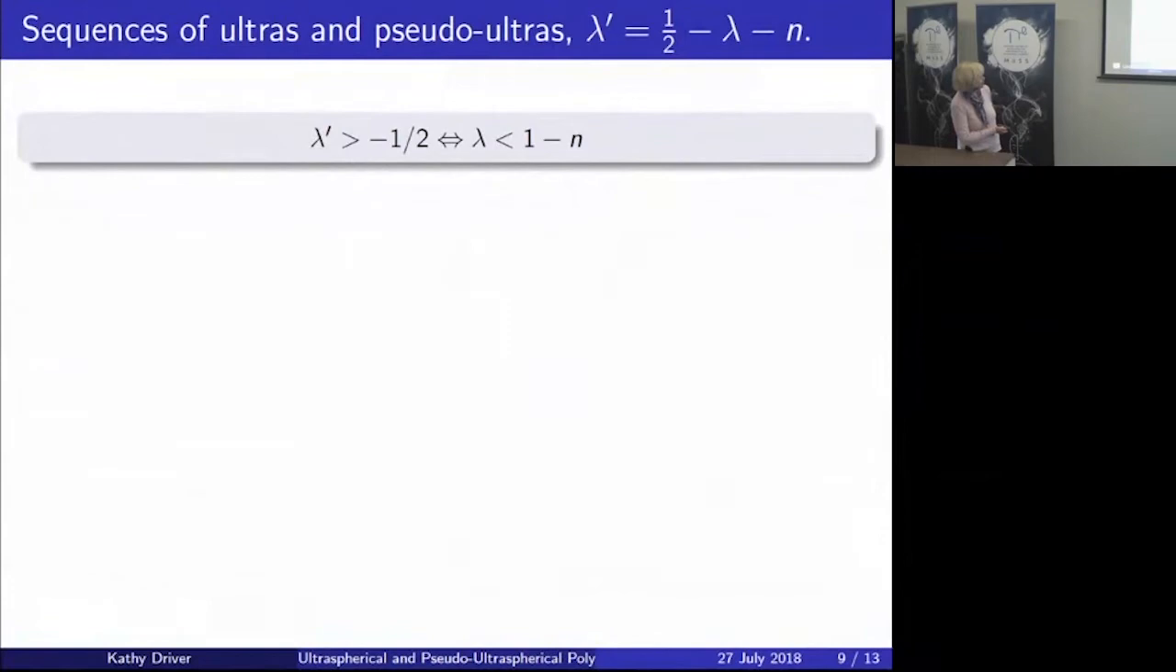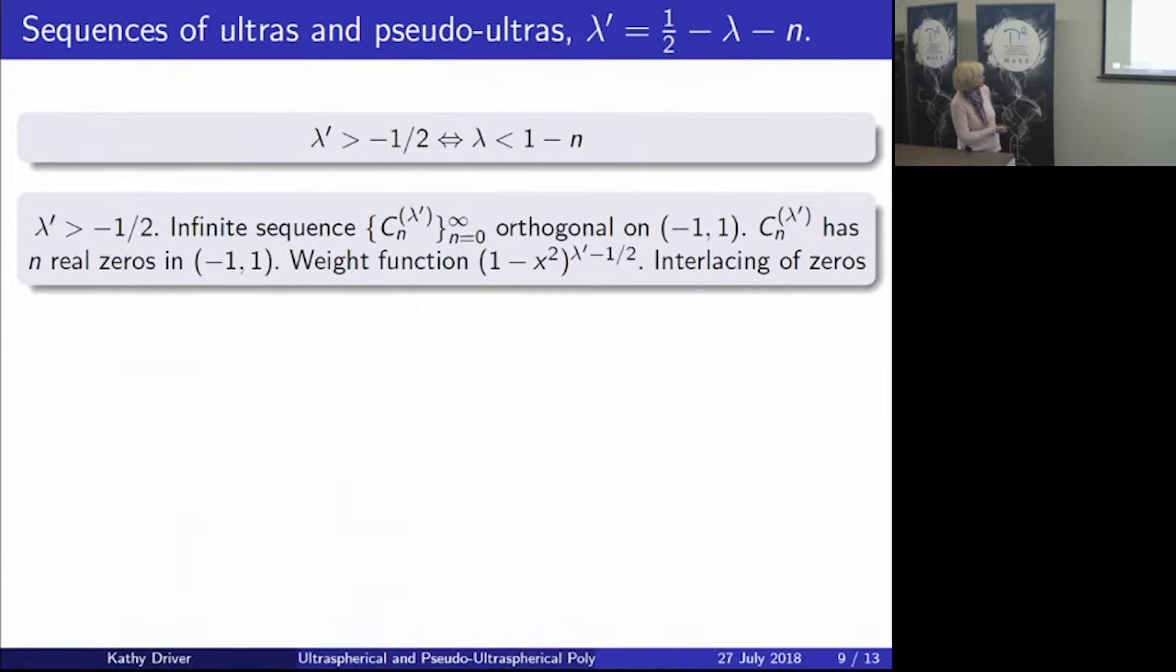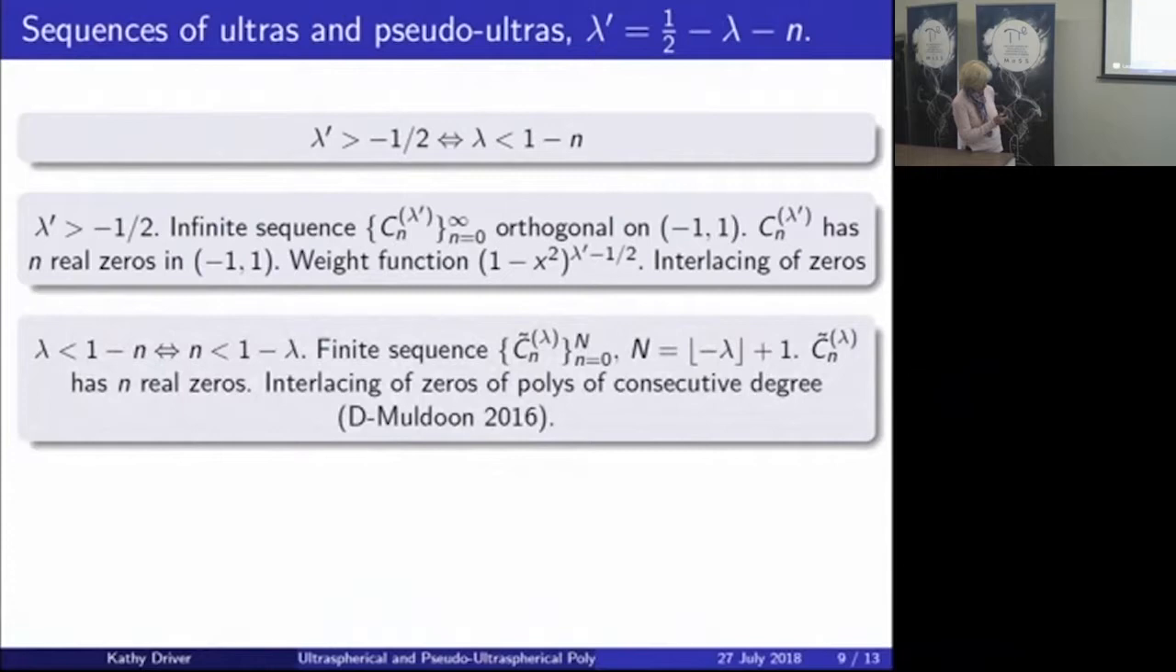Okay, so in the orthogonal case, that's what it looks like. This is in some sense just a summary. And now, as we've seen, you get a finite sequence. And you do have interlacing of zeros of polynomials of consecutive degree.